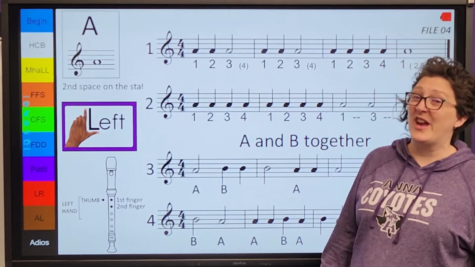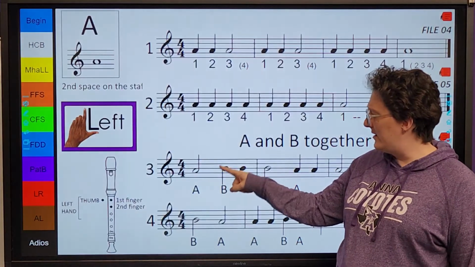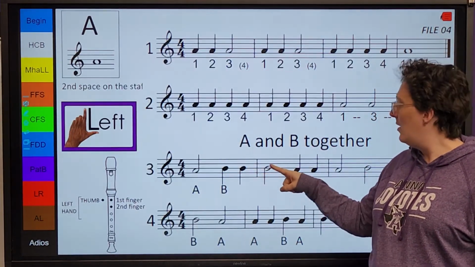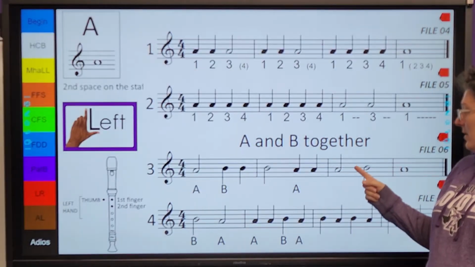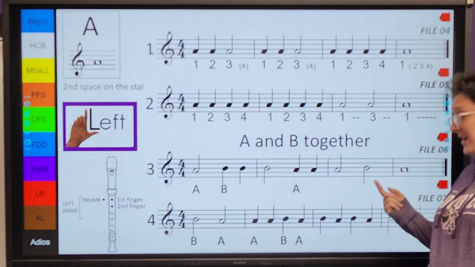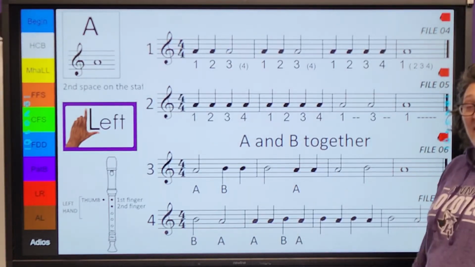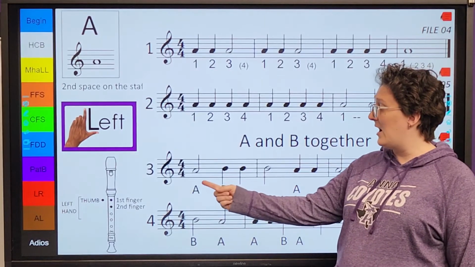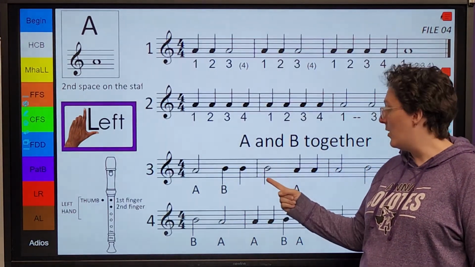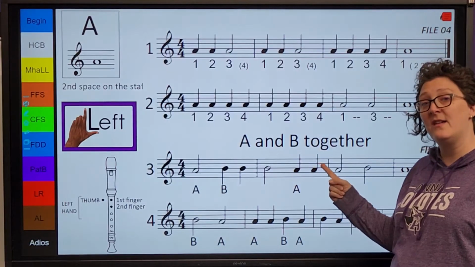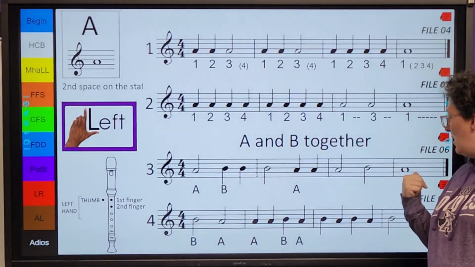But first, check out the rhythm. We have 1, 3, 4. 1, 3, 4. 1, 3, 1. Say that with me. Here we go. 1, 3, 4. 1, 3, 4. 1, 3, 1.